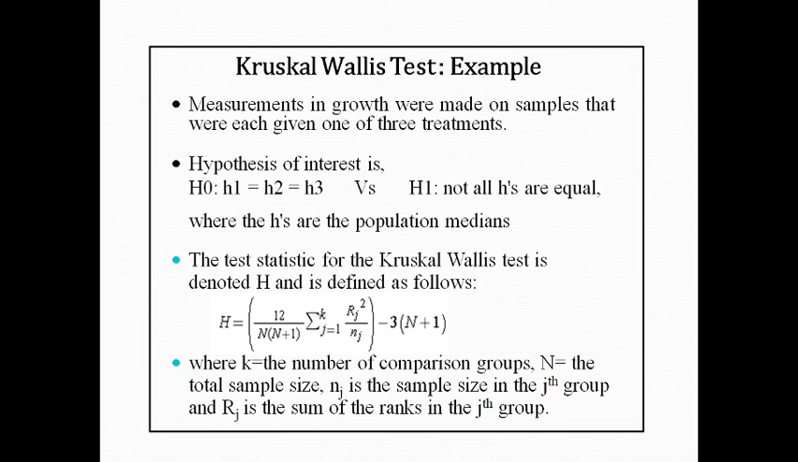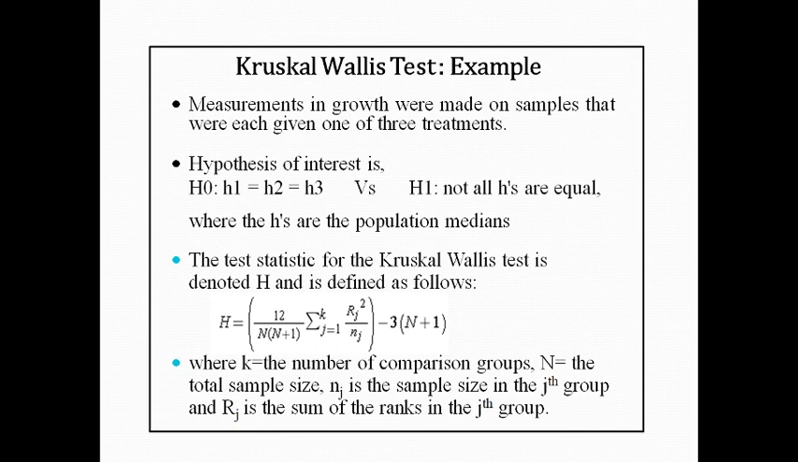Our hypothesis is H0: H1 equal to H2 equal to H3. That means all three treatments are the same, and the alternative hypothesis is that any one of the treatments is different. Here H means the population median, so the three treatment medians are the same, and the alternative is that at least one of the treatment medians is different.